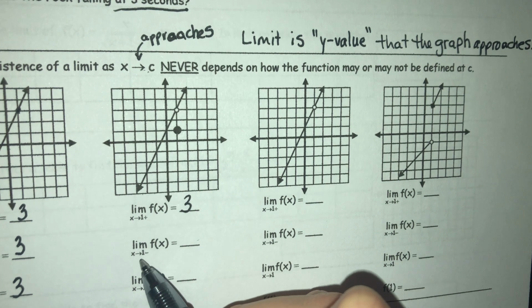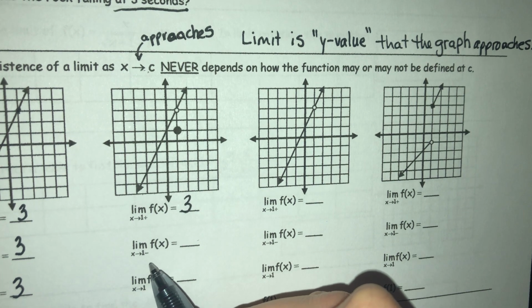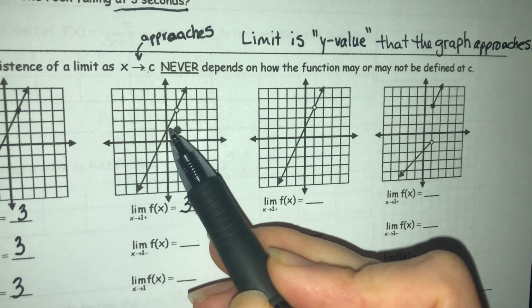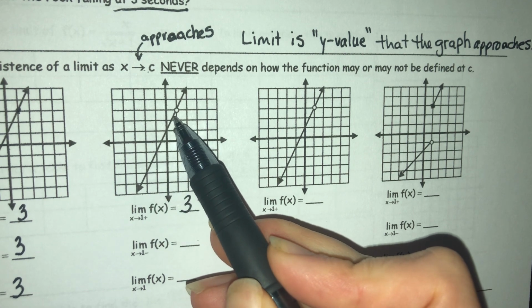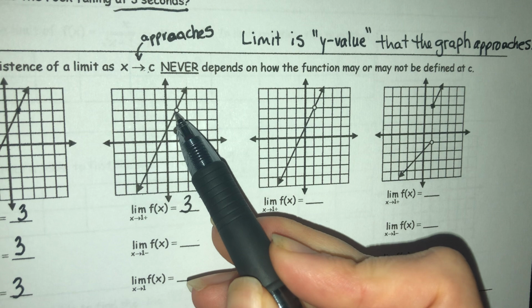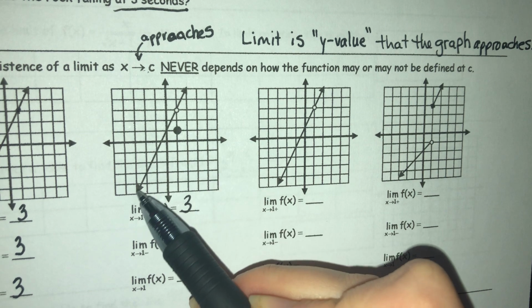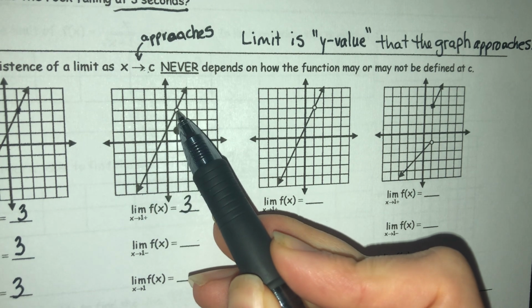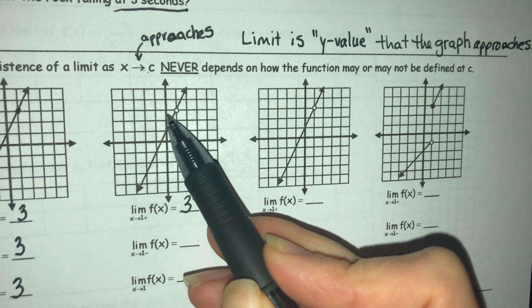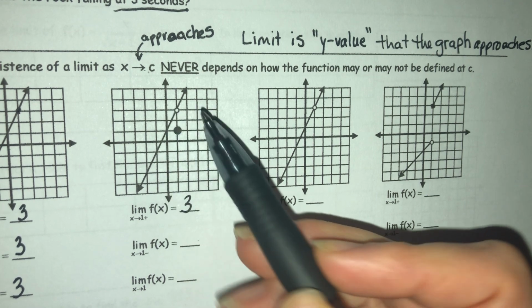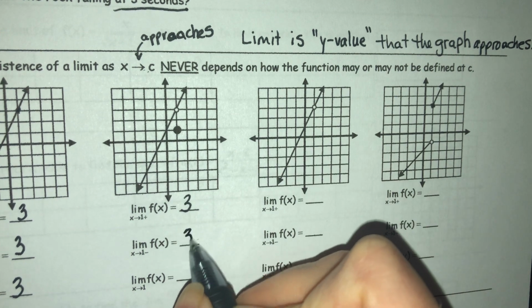So then the next one says, what is the limit as x is approaching 1 from the left side of the graph? So sliding in from the left side. What y value is it that my graph is getting close to? What y value is it that my graph is approaching when I'm coming in toward the x value of 1 from the left side of the graph? Well, it's also approaching 3 from the left side.